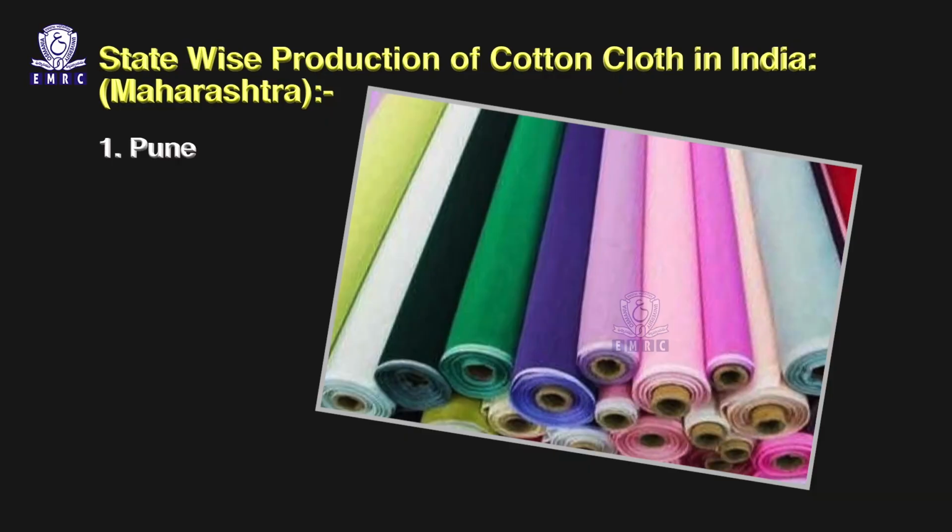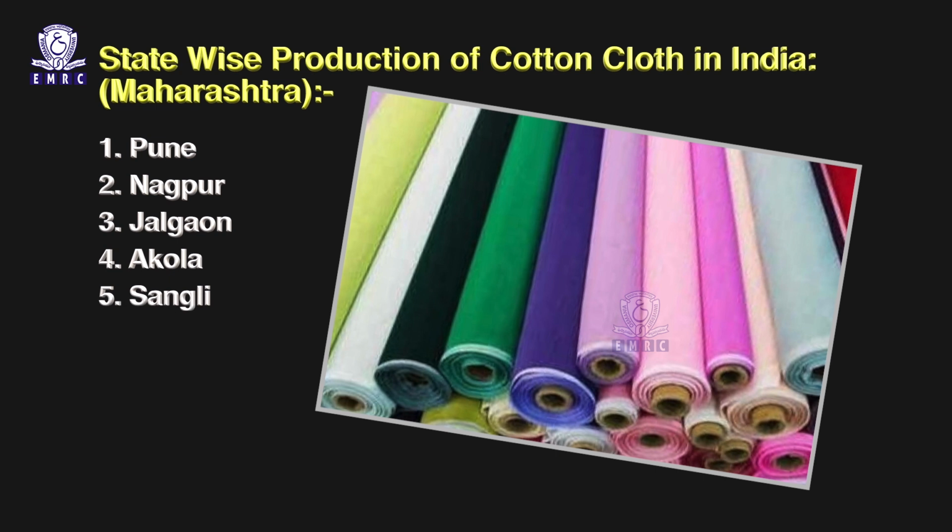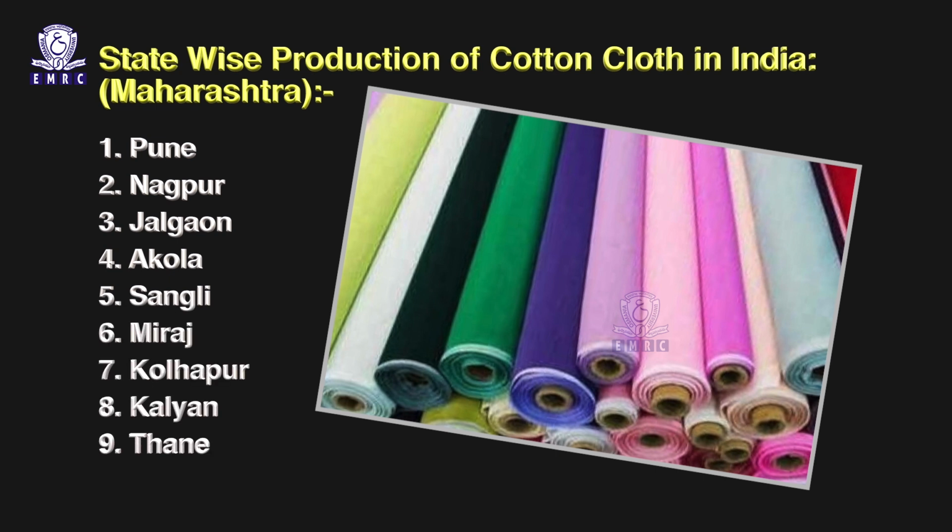In Maharashtra, Sholapur is the second largest producer of cotton goods. It lies in the cotton growing area of South Maharashtra. Pune, Nagpur, Jalgaon, Akola, Sangli, Miraj, Kolhapur, Kalyan and Thane are the other important cotton producing centers.